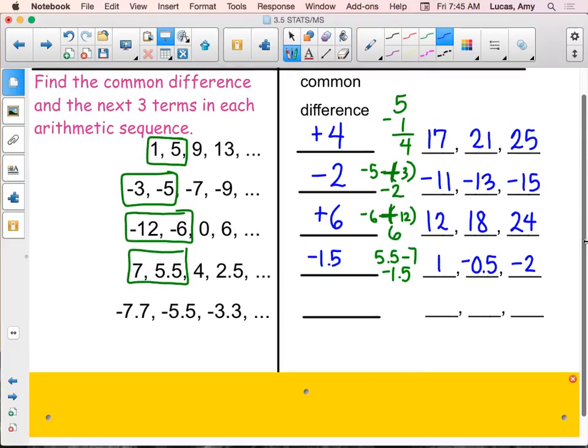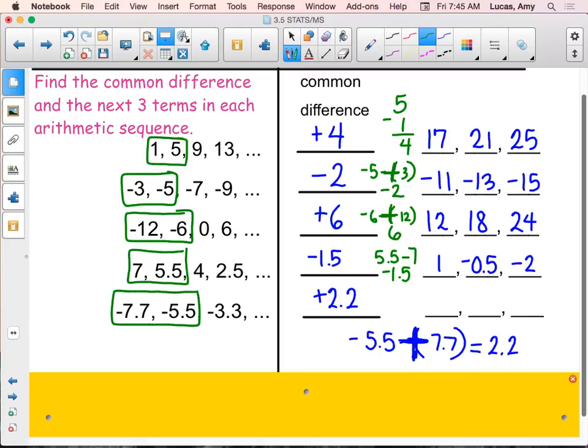All right, this last one, negative 7.7, negative 5.5, you may notice a pattern here. And then negative 3.3. Negative 5.5 minus negative 7.7 turns into a chunky plus. So negative 5.5 plus 7.7 is 2.2. So the common difference here is positive 2.2. Even though they're all negative numbers, they're getting closer to zero. They're getting closer to being positive each time. So the common difference is positive 2.2.